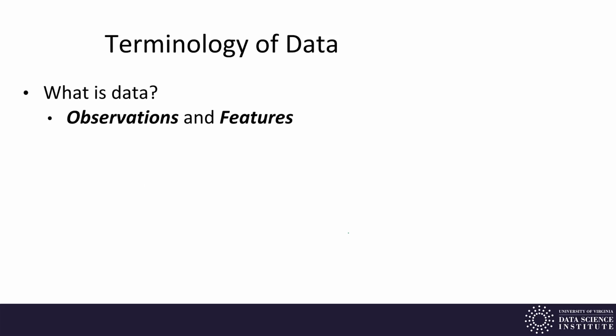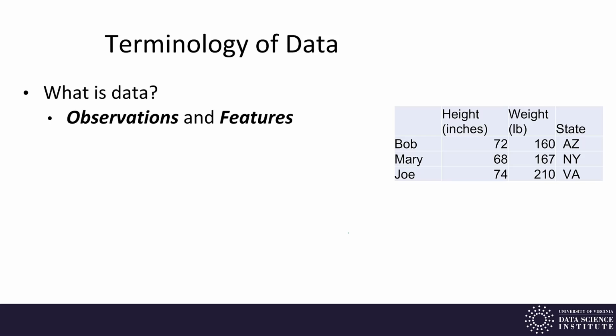So let's talk a little terminology about data. Data consists of observations and features. Here's an example data set. We have 3 people, Bob, Mary, and Joe, and we've measured their height and their weight and the state that they came from. So when we say observations, we mean these observations for these individual people.